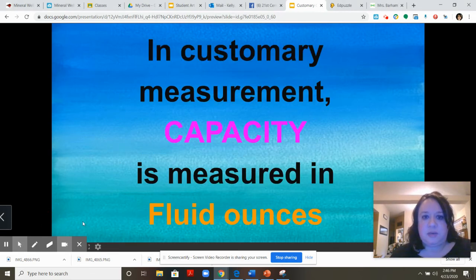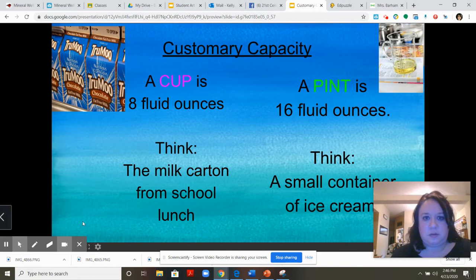Okay, in customary measurement, capacity is measured in fluid ounces. So customary capacity, the different units. Yesterday you learned about inches and feet and yards and miles, and today we're going to talk about the customary capacity measurements, and they are a cup. A cup is one of the smaller ones. Ounces was the smallest unit, and 8 fluid ounces makes up a cup.